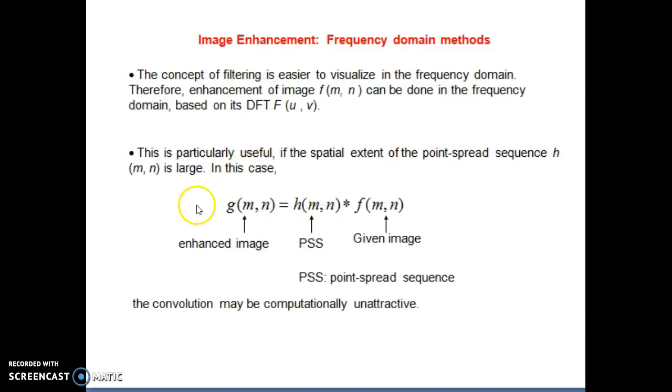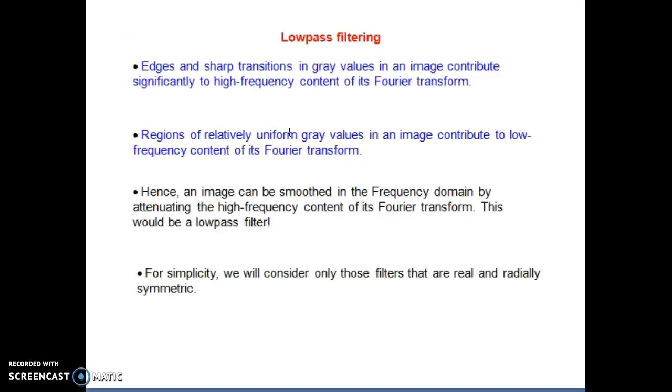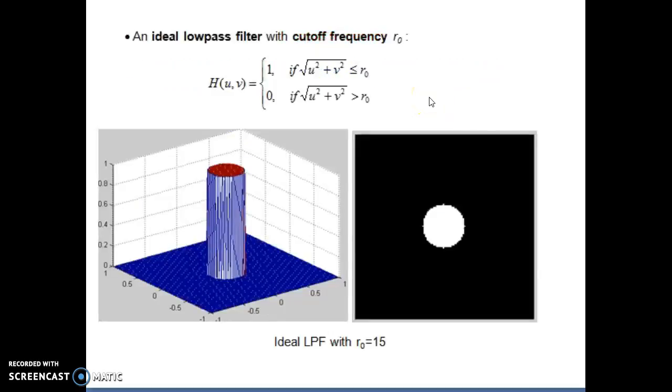Now, image enhancement in frequency domain methods: an enhanced image is obtained by the convolution of the PSS, that is the point spread sequence, with the original given image. So, in the frequency domain, we represent it as the enhanced image equal to the transfer function multiplied by the given image. Here also we can see that we have low pass and high pass based filtering techniques. Edges and sharp transition gray levels are an attribute that contribute significantly to high frequency content in the Fourier transform.